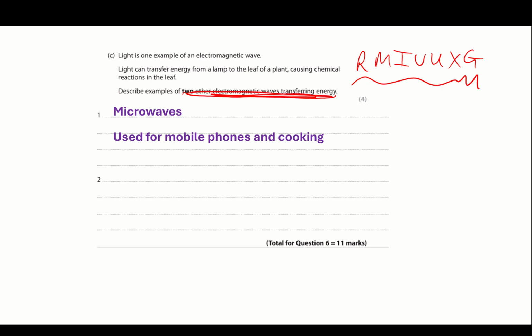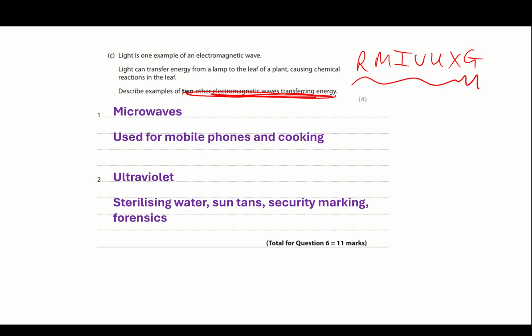This one's lovely. Light is an example of an electromagnetic wave. Describe two other electromagnetic waves. So red, monkeys, insert vultures, under xylophones, great. Long waves to short. You've just got to pick two of those, name them, and then say something about their uses. So I'm going to go microwaves, used for mobile phones and cooking, done. Ultraviolet, used for sterilising water, suntans, security marking. So I think that's a lovely question.